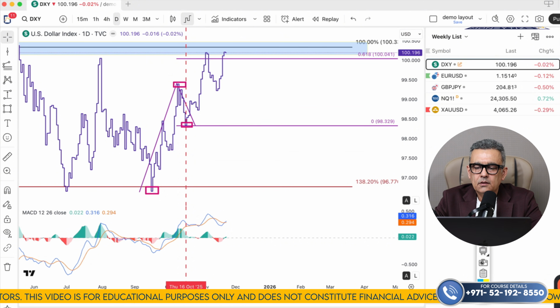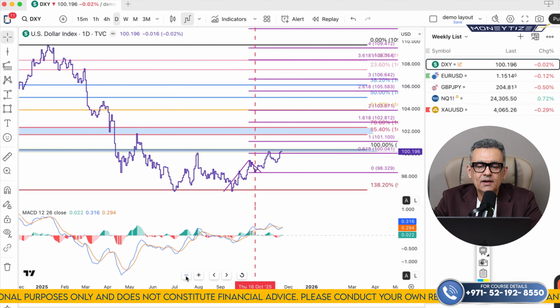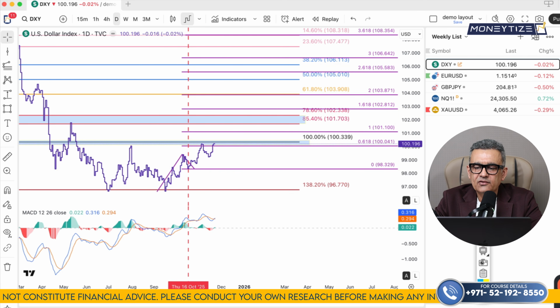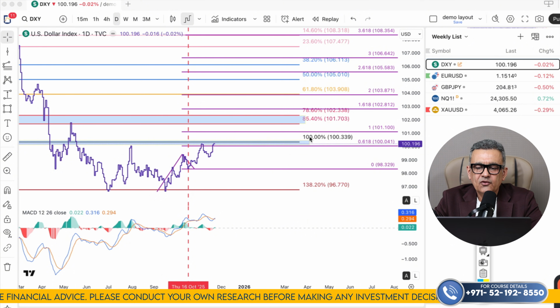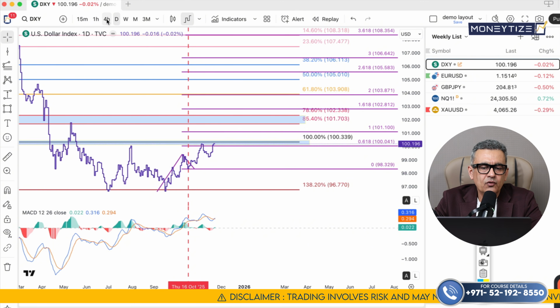That's it. So right now, dollar index is trading marginally higher than the extension of 100%. If it continues, then the next target would be 101. The first resistance falls at 100.34. And if dollar index continues, then it will rise to 101, and further to 101.70 to 102.33, which is the 78.6 to 85.4 fib retracement of the previous leg up.